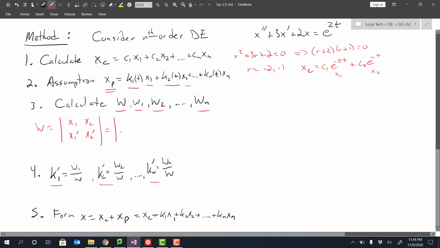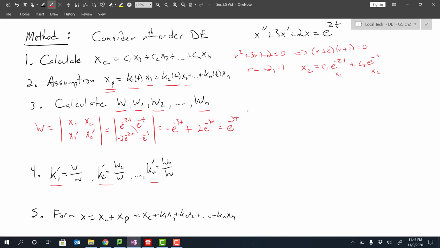So specifically, I have e^(-2t) and e^(-t), and the derivatives being -2e^(-2t) and -e^(-t). I calculate this determinant by taking the product of the main diagonal, so e^(-3t), minus the product of the other diagonal, -2e^(-3t). The result is going to be +1 e^(-3t). So there's my value w, the Wronskian.